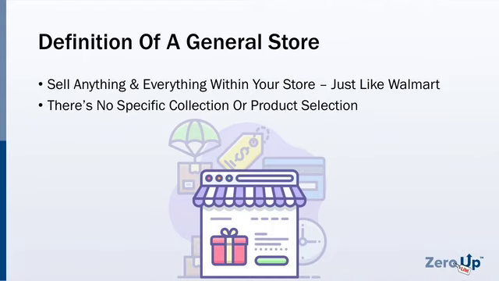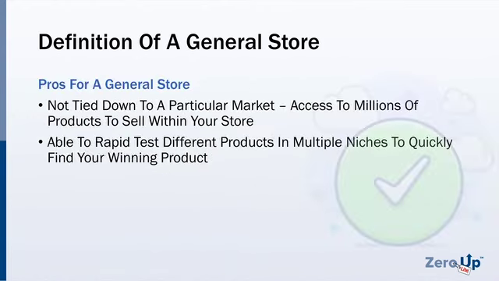So if you choose the general store route, you're really building an online store just like Walmart, selling everything that you want on your store. And there's no specific collection or product selection that you are focusing in. So you, again, can sell anything and everything within your store.